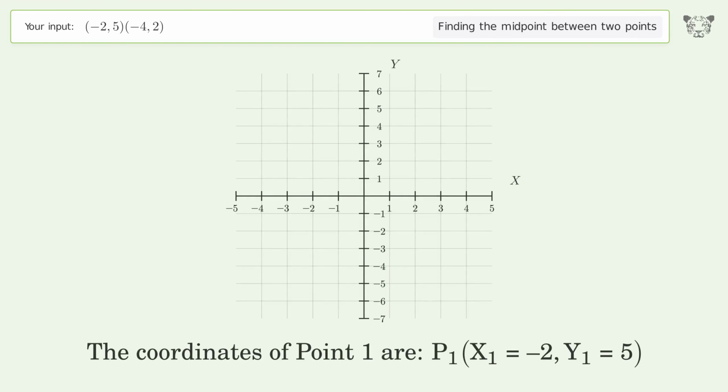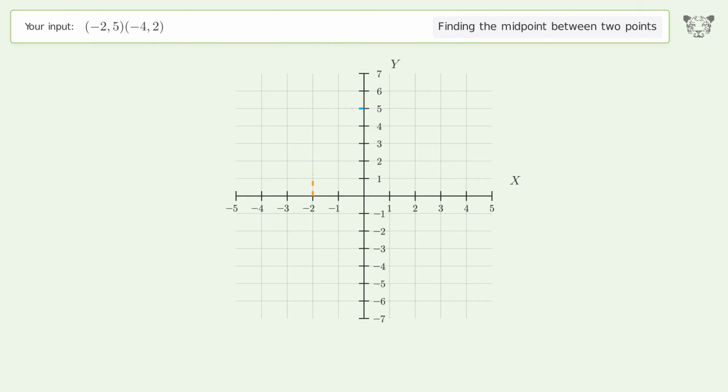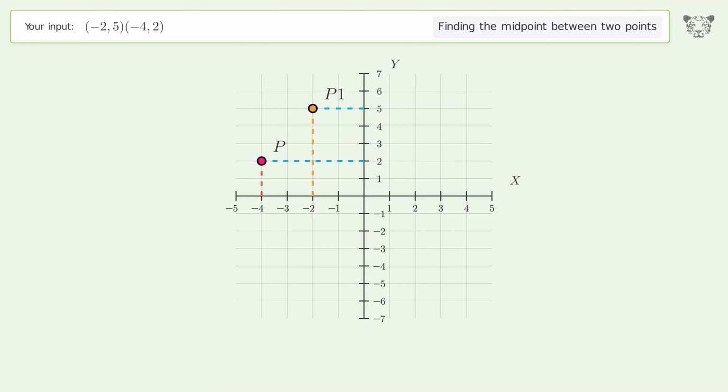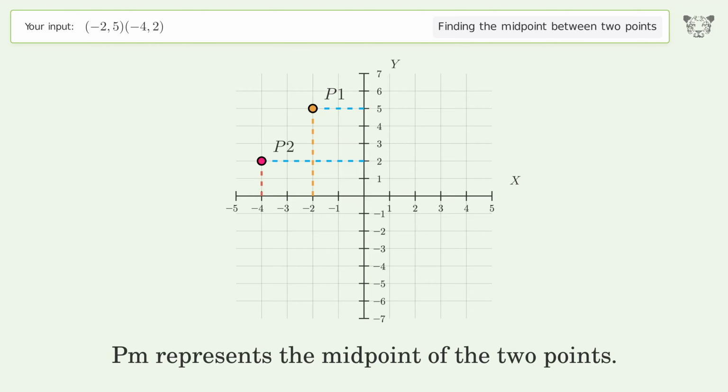The coordinates of point 1 are x1 equals -2, y1 equals 5. The coordinates of point 2 are x2 equals -4, y2 equals 2. PM represents the midpoint of the 2 points.